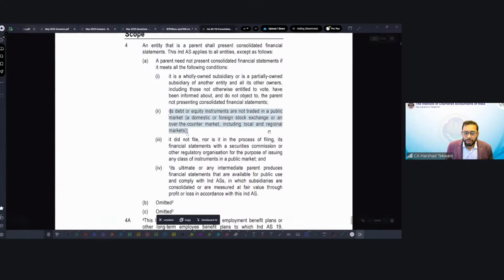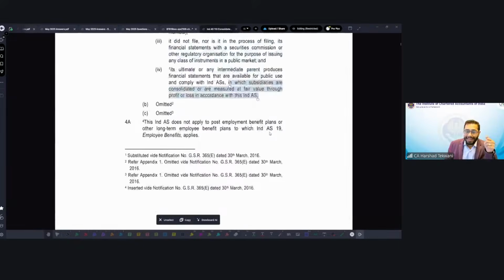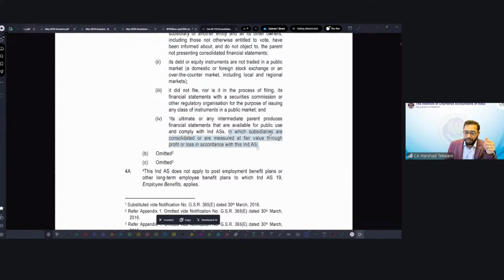Second condition, not in the process of filing for listing. Third condition, like over there we have one combined in the Act or in the rules. Here it is bifurcated and more detailed. Fourth, its ultimate or intermediate parent produces financial statements that are available for public use and comply with the Ind AS, in which subsidiaries are consolidated or are measured at fair value through profit and loss in accordance with the Ind AS.